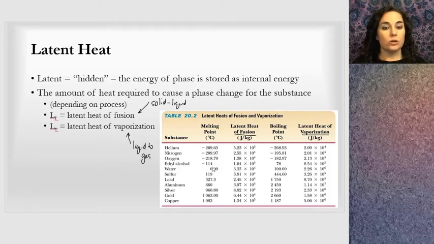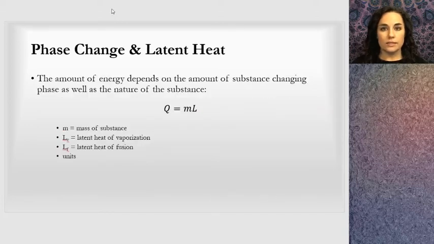Okay, so you will be using this table occasionally. What I'm going to highlight here is water. The latent heat of fusion for water is 3.33 times 10 to the 5th joules per kilogram. The latent heat of vaporization is 2.26 times 10 to the 6th joules per kilogram. So we have a whole power of 10 increase there. And it takes more heat to make steam. Let's get into quantifying these ideas and look at phase change and latent heat with an equation.